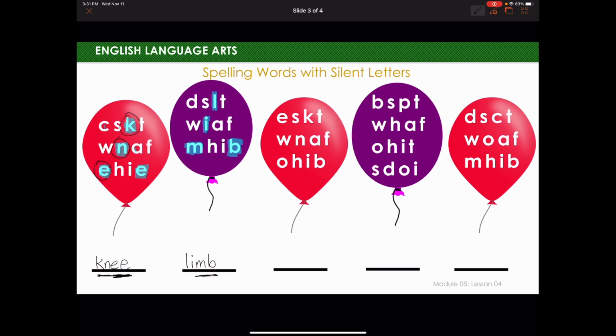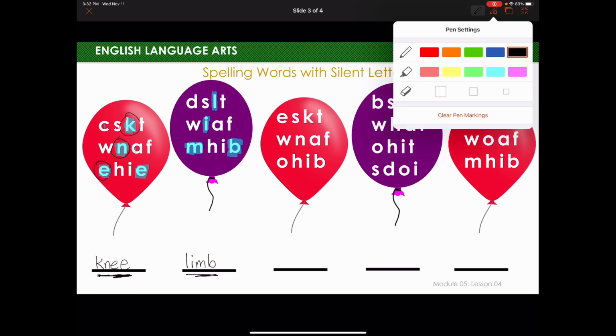MB, that is our silent letter combo, and the B is silent. So let's sound out this word. Limb, like a tree limb. Very good. Let's do another one.